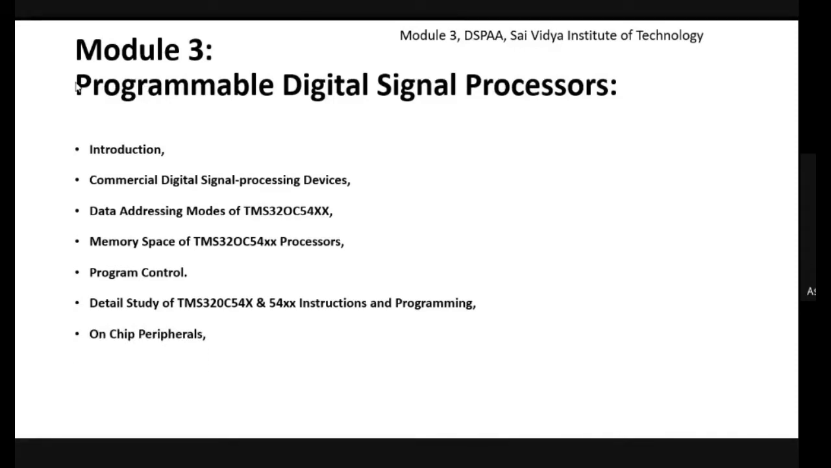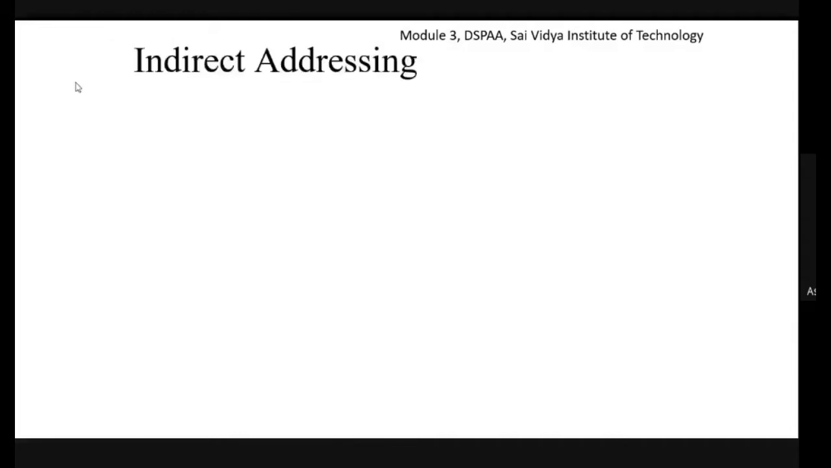There is a little programming part. A few programs, three to four, we will discuss in the Module 3 classes. We also have the on-chip peripherals topic, and the interrupts of the TMS320C54xx processor is another topic. And the pipeline operation that we discussed in Module 2 continues here also. With one example we will learn the pipeline operation of the TMS320C54xx processor.